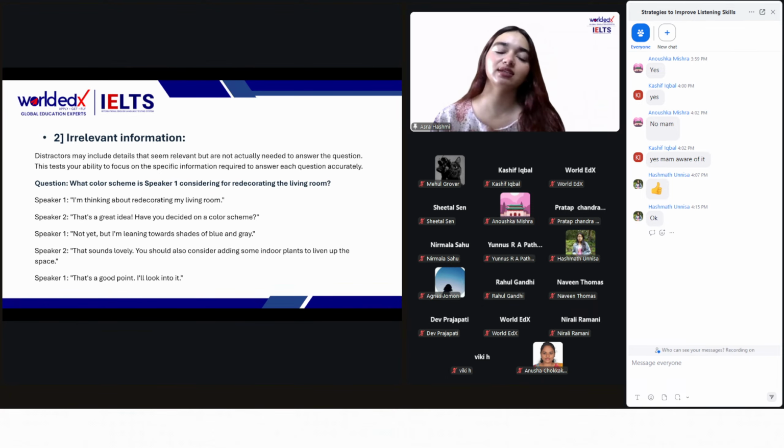For example, if the question is, what color scheme is speaker one considering for redecorating the living room?